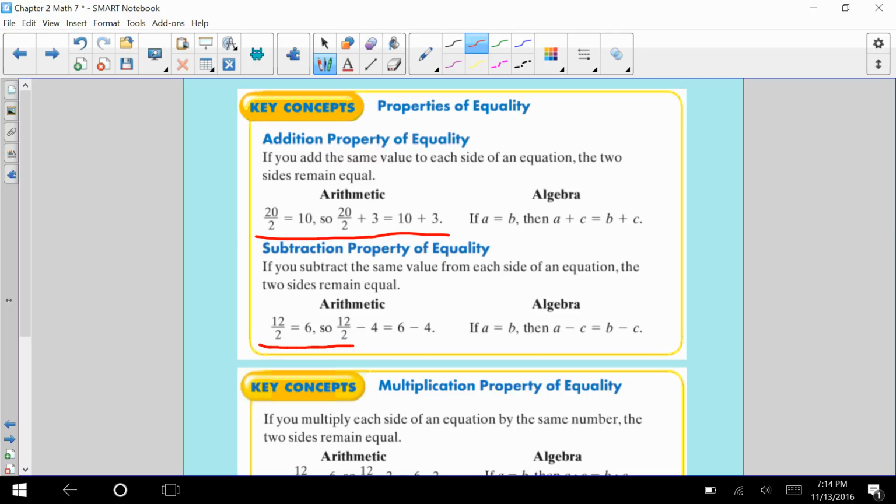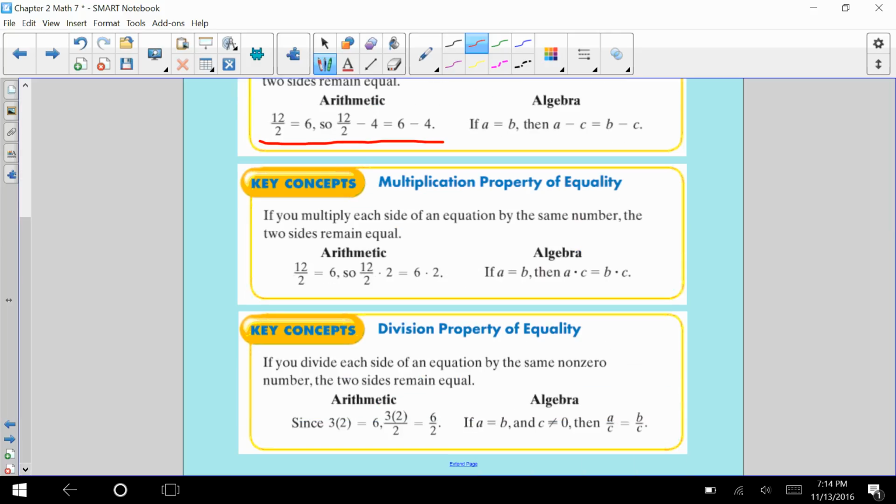So our example here is 12 divided by 2 equals 6. So if I subtract 4 from both sides, 12 divided by 2 minus 4 is the same as 6 minus 4. The multiplication property of equality says that you can multiply both sides by the same number and it will stay equal. So we know 12 divided by 2 is 6. So if I multiply both sides by 2, it's still equal. 12 divided by 2 times 2 is the same as 6 times 2.